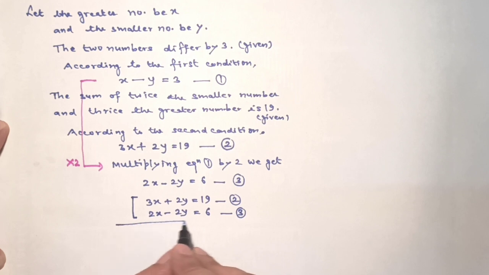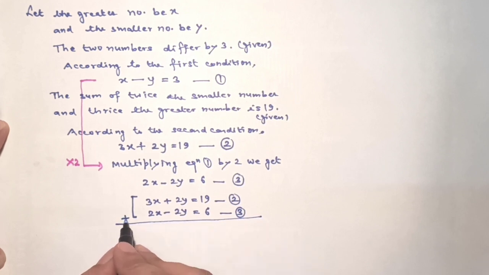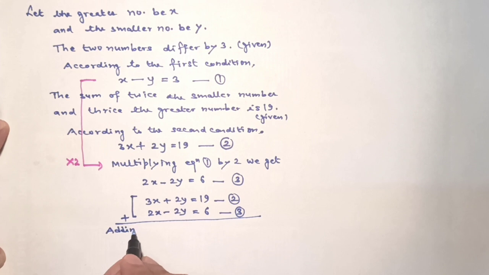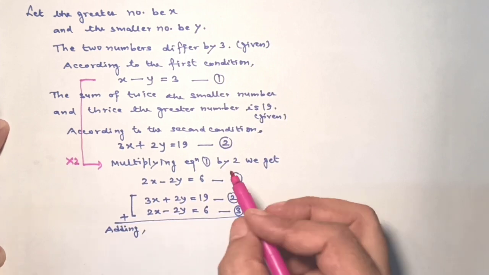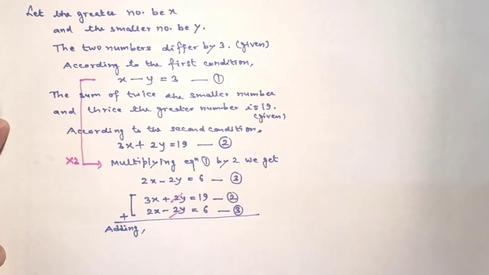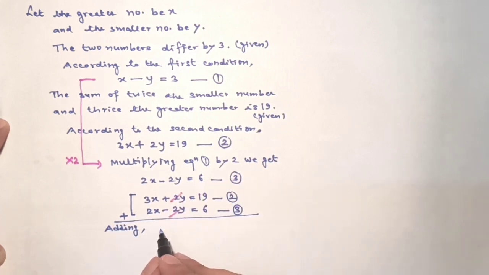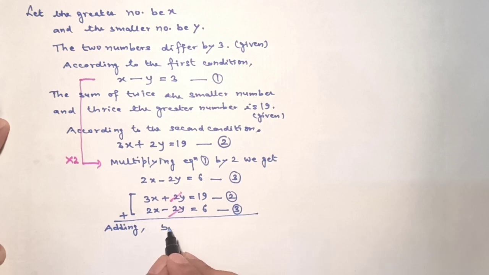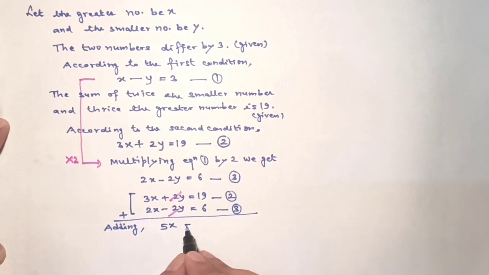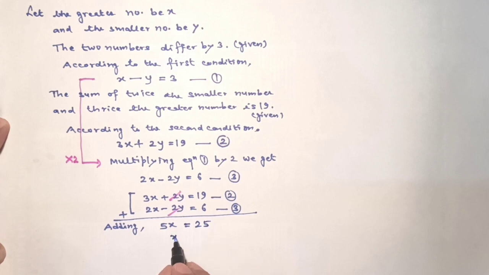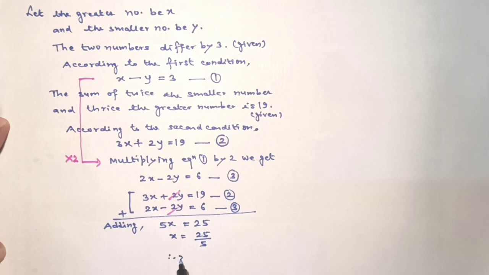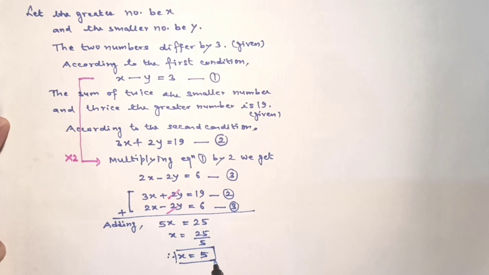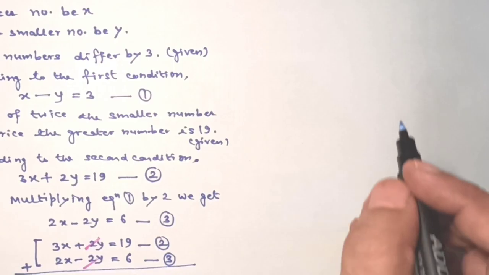Take these two equations, adding. When you add, this minus 2y gets cancelled with plus 2y and you get 5x. This 5x plus 0 is equal to 25. Therefore x is equal to 25 upon 5. Therefore x is equal to 5. So you got x is equal to 5.